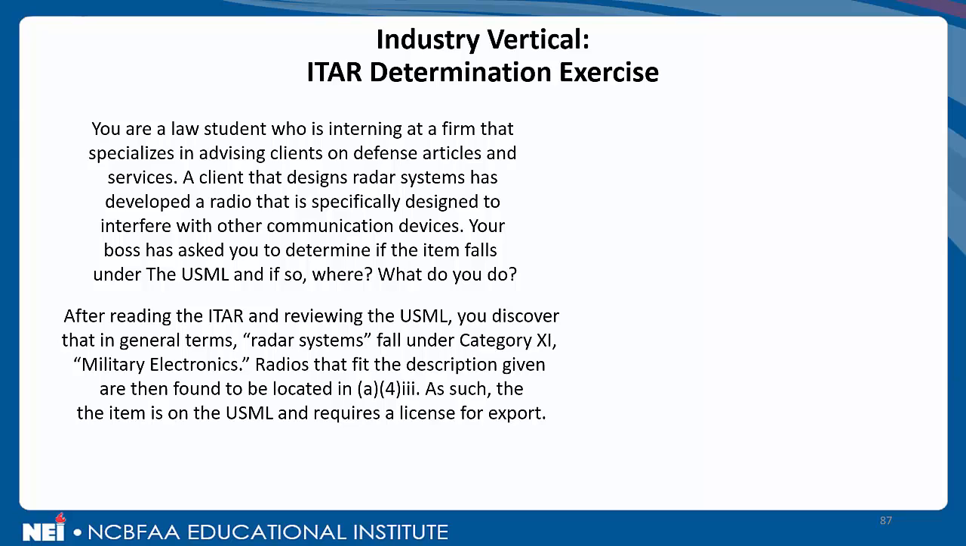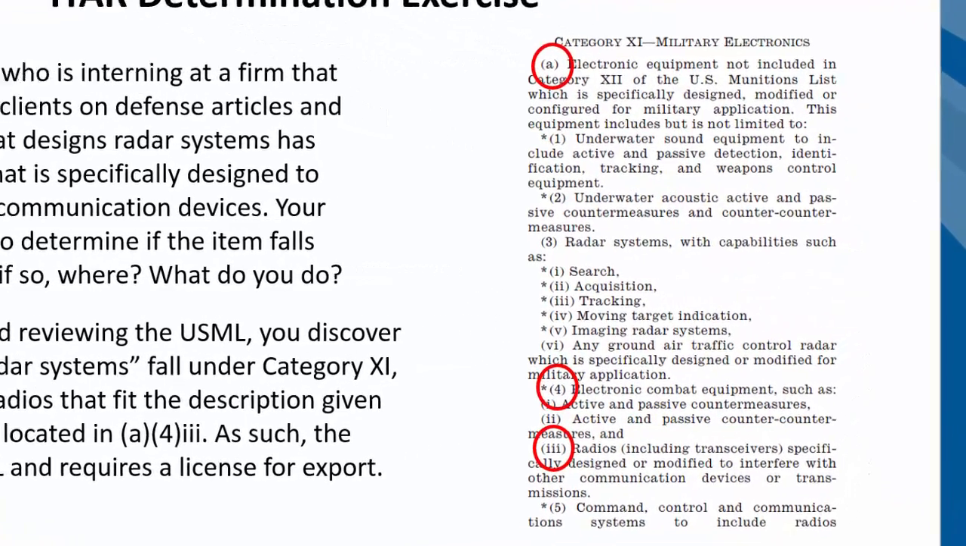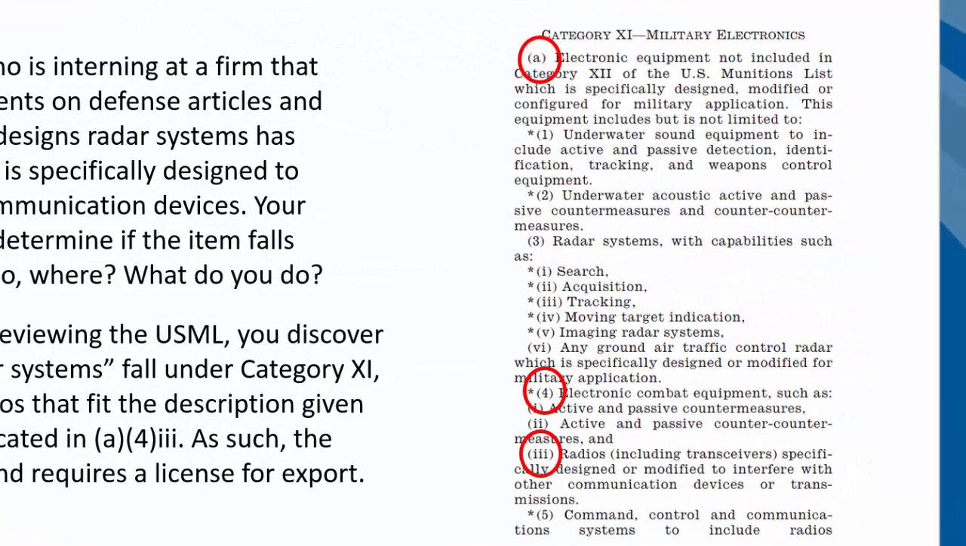So that's good, but what does that actually look like? You'll recognize this as Category 11, entitled Military Electronics. What do we have in A? Well, let's read through it. Electronic equipment not included in Category 12 of the USML, which is specifically designed, modified, or configured for military application. You'll recall that terminology when we looked at a CJ request, when we looked at the registration form. These are the types of things that the DDTC are very interested in. Specifically designed, modified, or configured.